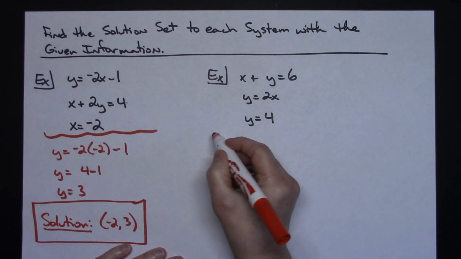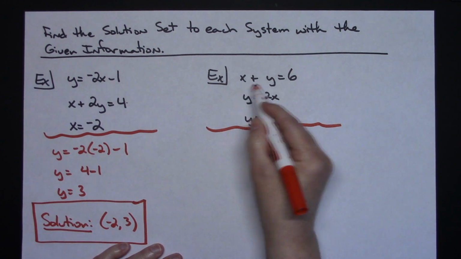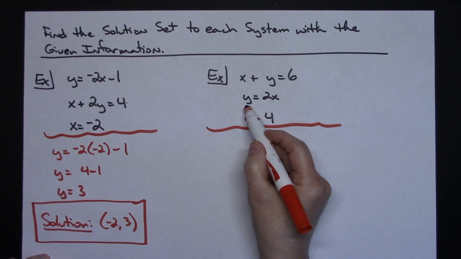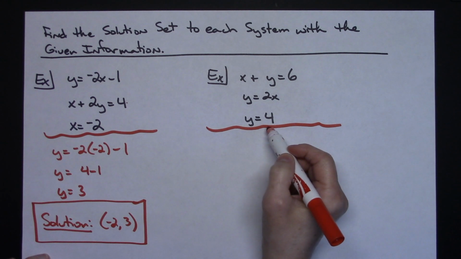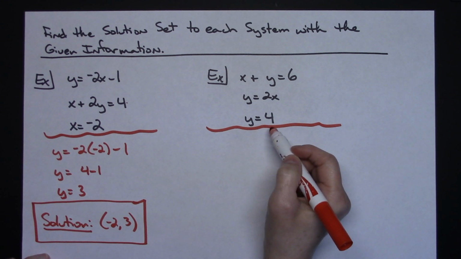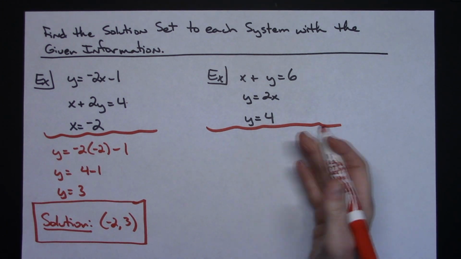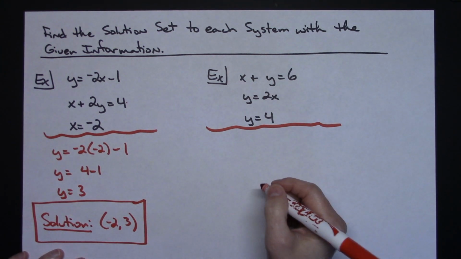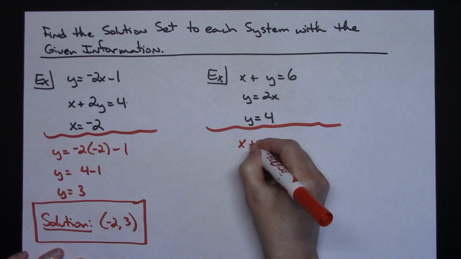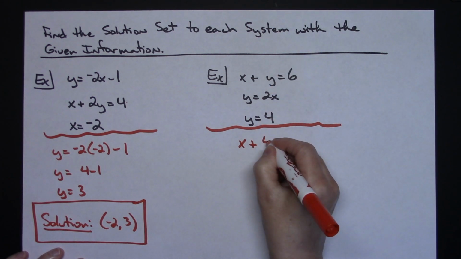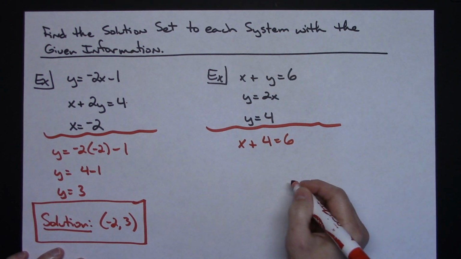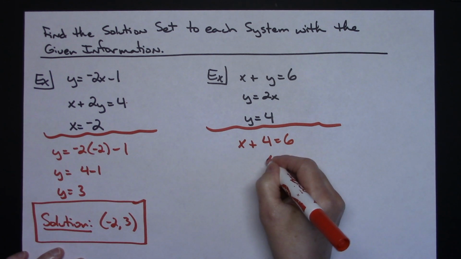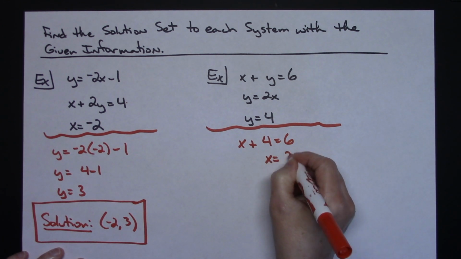Alright, so another example of this. Let's say they give us x plus y equals 6, y equals 2x, and then let's say this time they give you y equals 4. Again, I'm going to plug y equals 4 into one of those two equations, and it really doesn't make any difference which one. Let's plug it into the top one. We'll have x plus, replacing y with 4, equals 6. Going ahead and subtracting 4 from both sides, I'm going to have x equals 2.